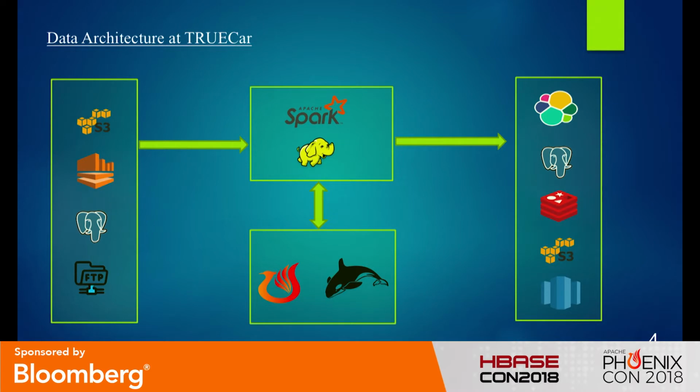Spark and MapReduce are both computation engines, and HBase and Phoenix are our Hadoop database. We do a lot of range scans and point lookups, and we usually try to stay away from joins and full table scans. The output of our MapReduce or Spark job is written to Elasticsearch, Postgres, Redis, S3, or Redshift, depending on the product and customer requirements.